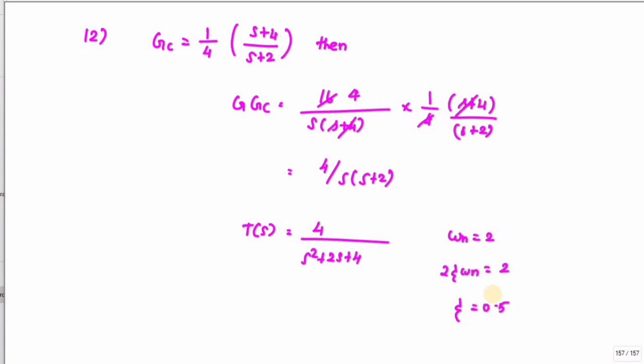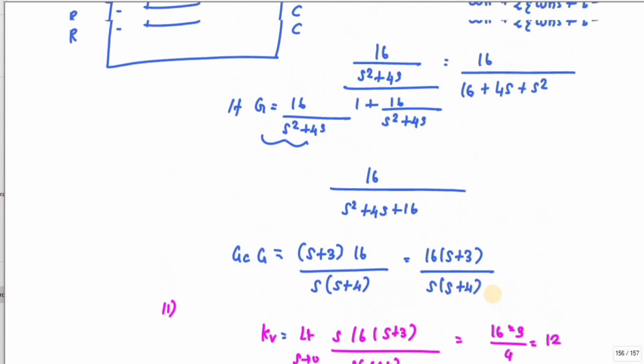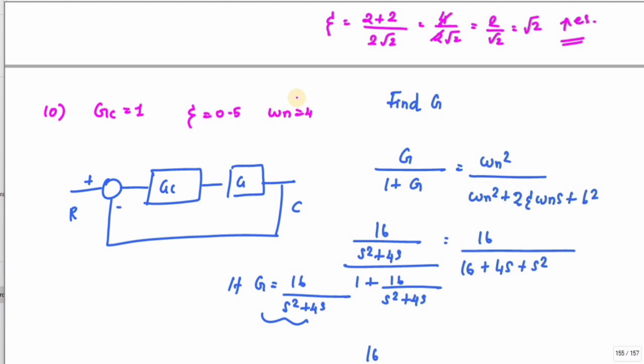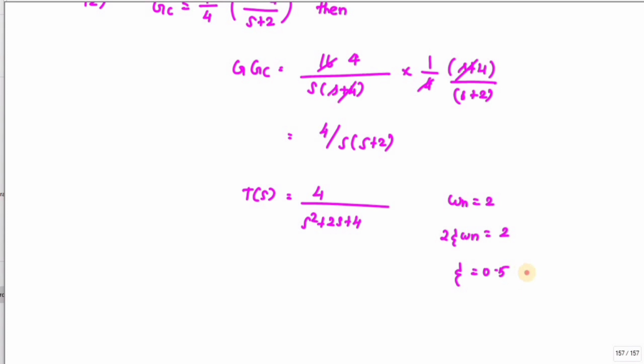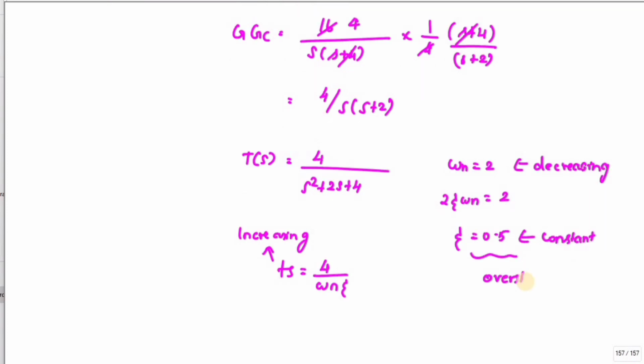Therefore, the epsilon value is 0.5, which is constant when compared to the previous one, but the omega n value is decreasing. So in order to find the value of Ts, that is the setting time for 2% tolerance, that is equal to 4 divided by epsilon into omega n. So if epsilon is constant, then the overshoot remains the same. Okay.